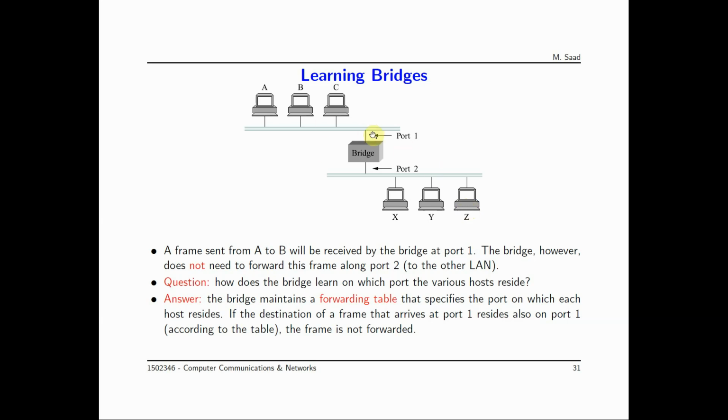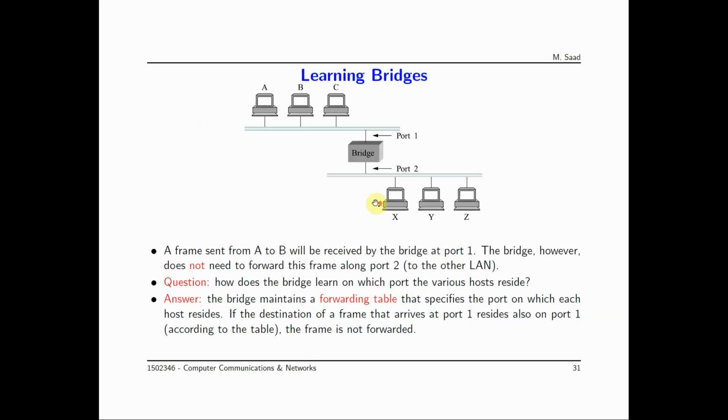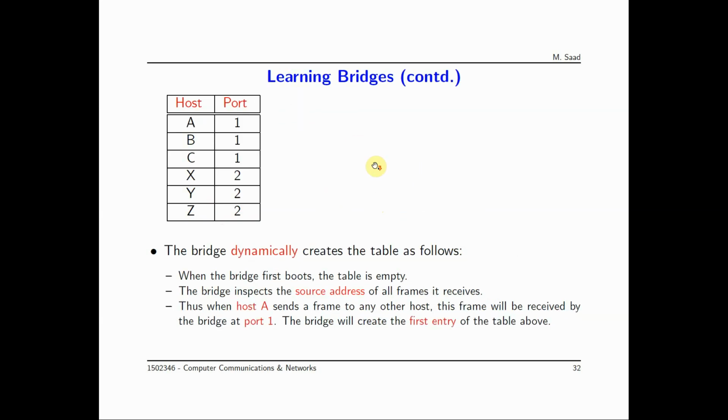To make the long story short, when the bridge receives a frame, it will check the destination address written in the frame header, and then it will check from this table to which side, to which port, this destination is connected. If the destination is connected to the same port from which this frame came, it will not forward. If the destination is connected to another port, it will forward the frame to that outgoing port. So this is how the bridge operates in case the table is known.